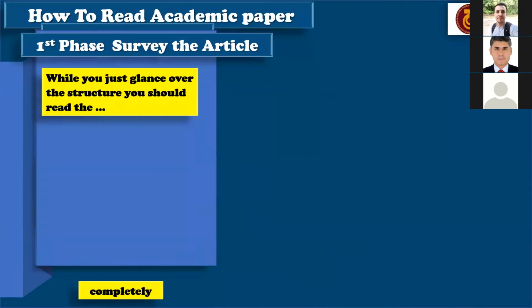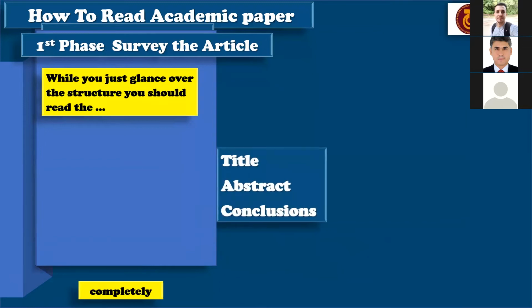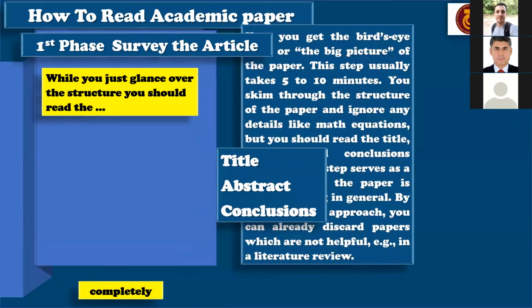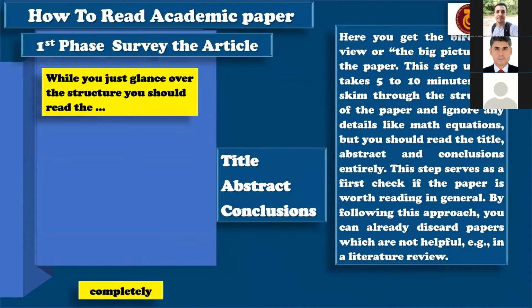I classify the steps to read any academic article into 3 phases. The first phase is to survey the article. You just glance over the structure, and you should read the title, abstract, and conclusion completely. It means in the first step, you must try to read the title, abstract, and conclusion. By this way, you get a bird's eye view, the big picture of the paper.